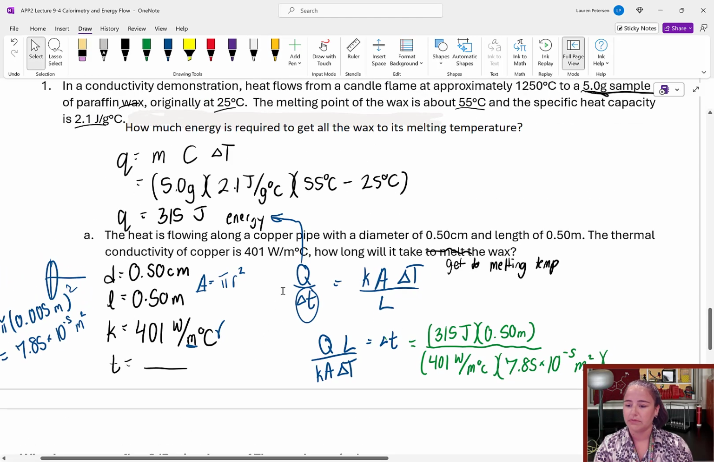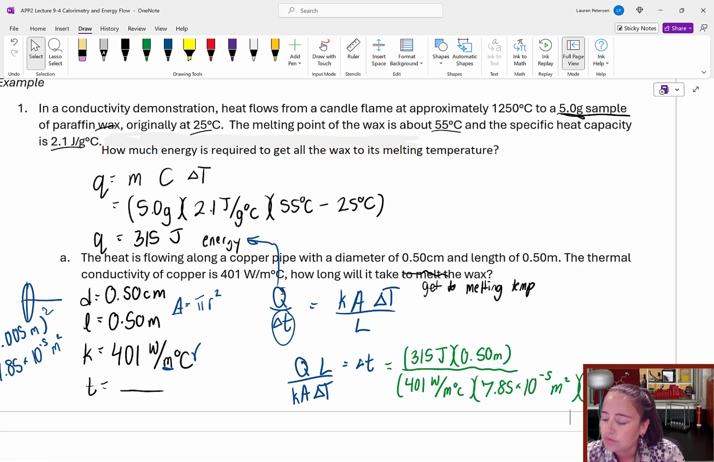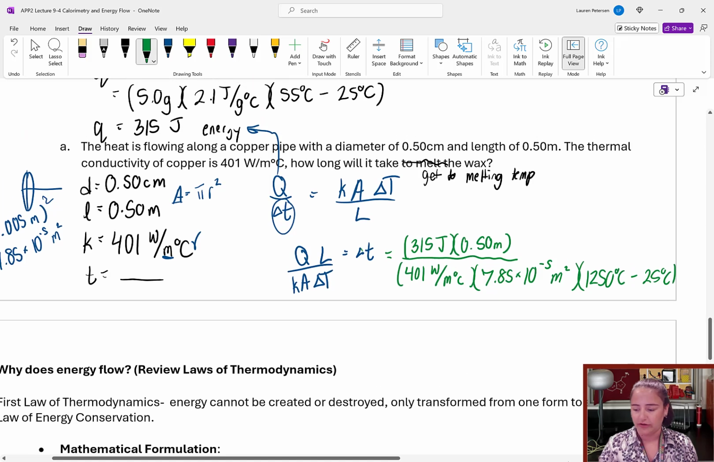We need that change in temperature between the two ends of the pipe, which will be 1250 degrees Celsius, minus the wax, which was originally at 25 degrees Celsius. We go off the original temperature that it started at. Will that conductivity change as it heats up? Yes, but we need to achieve that whole heat up. So that heat needs to travel to that 25 degree area to get that many joules to travel. Again, will this change slightly as it heats up? Yes, but this will be fine for these purposes.